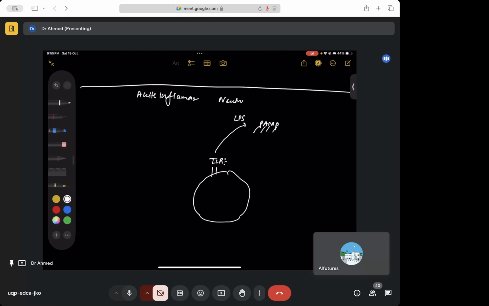Perfect. And what is LPS? Lipopolysaccharide. Gram-negative bacteria have LPS, right? In the cell wall, that acts as an endotoxin. Endotoxin. Can you just tell me what's the difference between endotoxin and exotoxin?